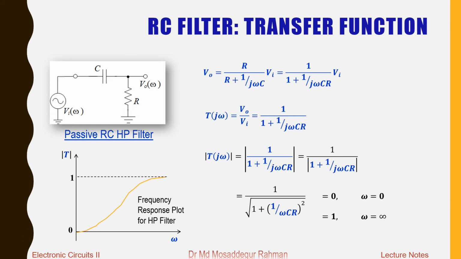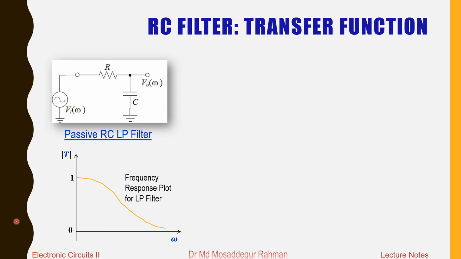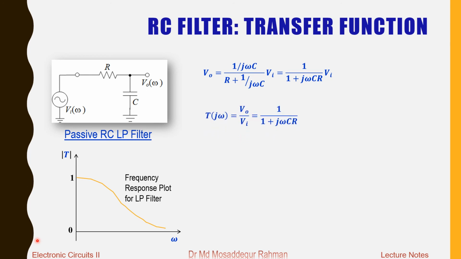So next we'll find the transfer function for the low pass filter, and so this is our passive RC low pass filter circuit, with the frequency response plot like this, at 0 frequency you have 100% transmission, and it gradually decreases and approaches 0 at very high or infinite frequency. Again, to find the transfer function, we start from the expression for the output voltage, applying the voltage division rule. We express V0 as a function of Vi, and from that, rearranging the terms, we can express the transfer function V0 by Vi like this.